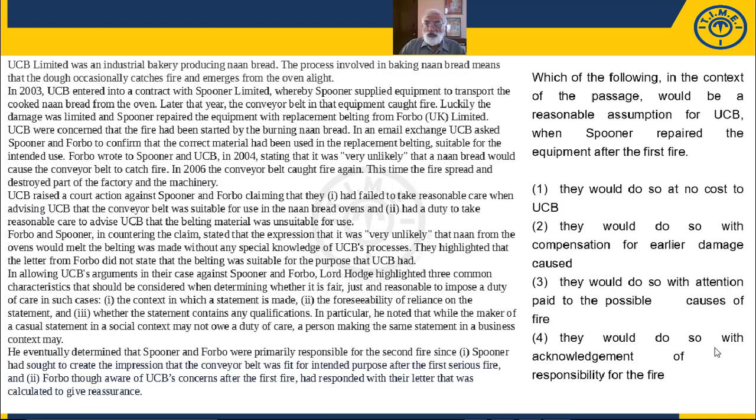So the question asks, which of the following in the context of the passage would be a reasonable assumption for UCB when Spooner repaired the equipment after the first fire, which means the repair was completed, and an assumption would mean that UCB would have believed that in repairing it, there is something that these people have done or taken into account. An assumption basically is what you think a person must have kept in mind when they did something, which means UCB would have assumed that Spooner kept in mind something when repairing the equipment. And what would be a reasonable assumption then?